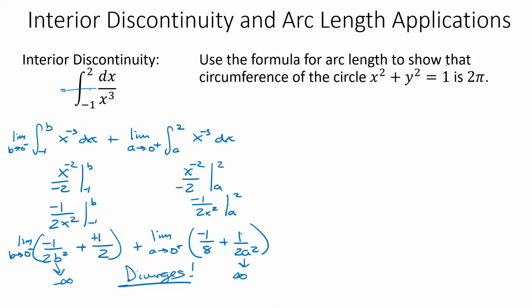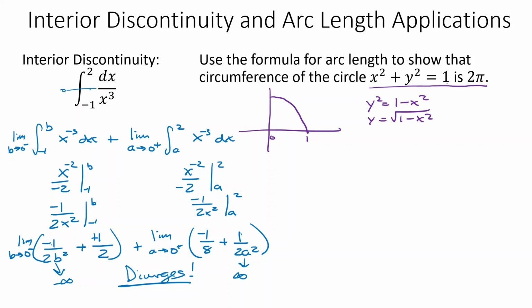Use the formula for arc length to show that the circumference of the circle with a radius of 1 is just 2 pi. All right, well, if we're going to use the arc length formula, we probably need to solve for y. So y squared would be 1 minus x squared. And if we take the square root, this would be the top half of the circle. And what we can do is break the circle up into just this portion here. So this would be 0, this would be 1, and this would be 4 times that, so times 4.